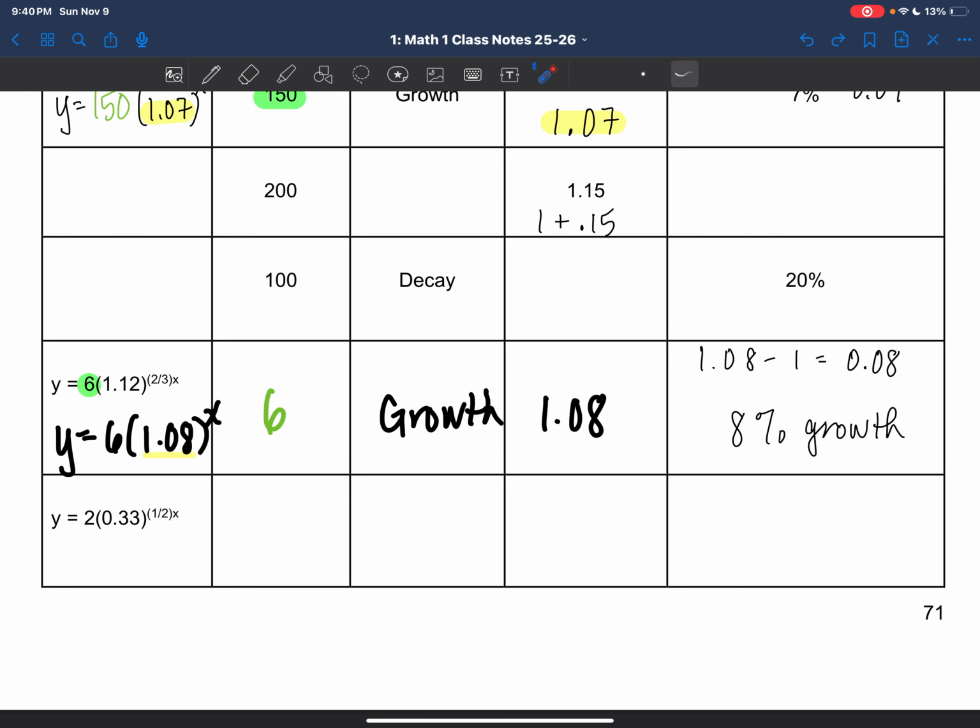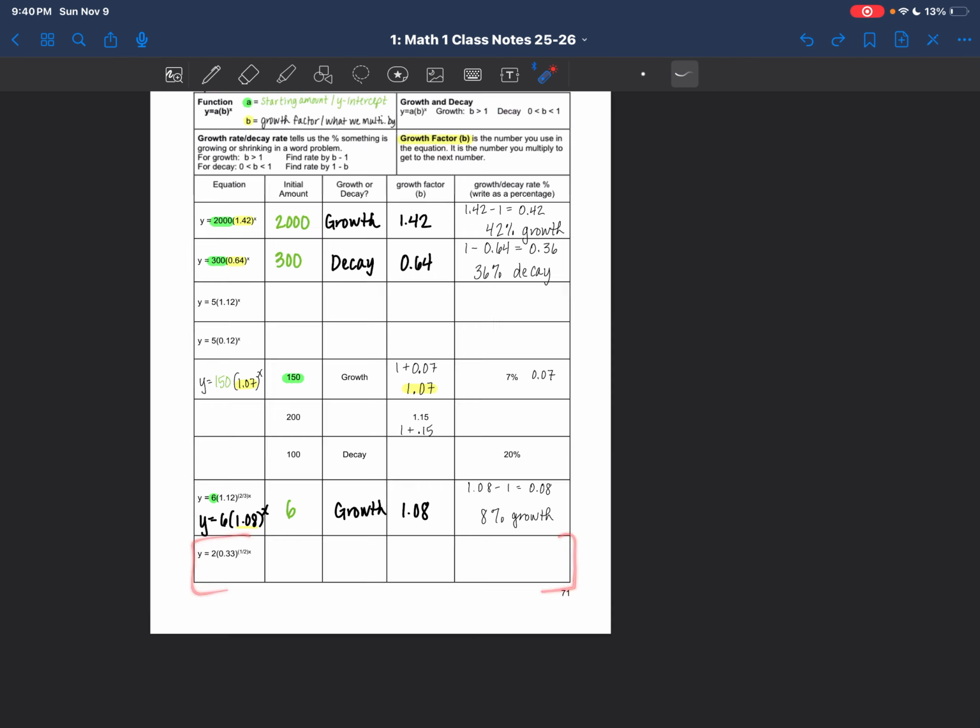So when you raise this to the 2/3 power, you're going to get 1.08. So that's your growth factor. And then remember, for this, you need to take 1.08 minus 1, and then you're going to have 0.08 for growth. That gives you 8% growth. So we're just working backwards, but the tricky one was you had an exponent right here. So just be careful when you're entering that in. All right, and go ahead and try that one.